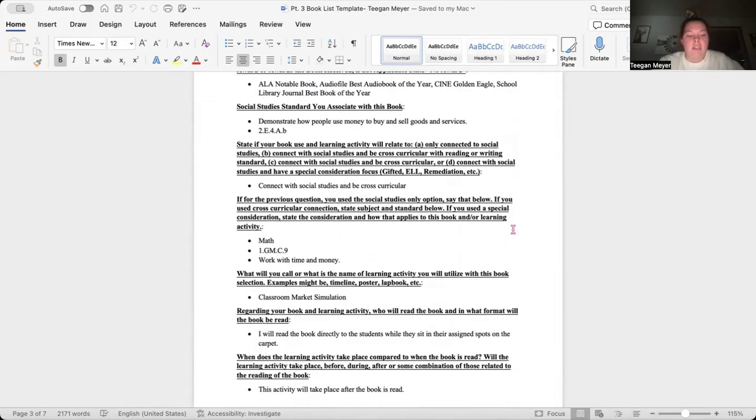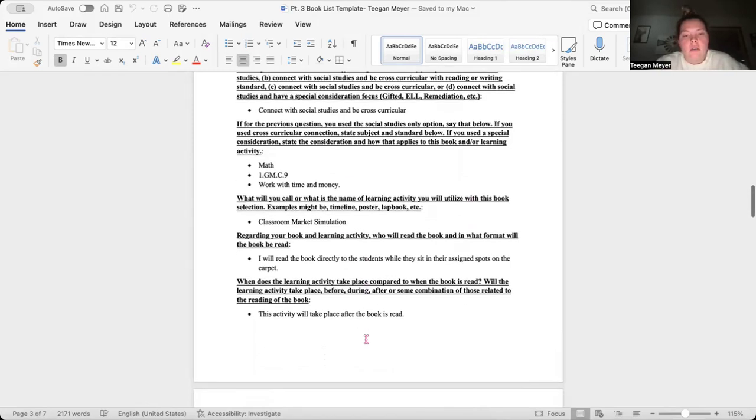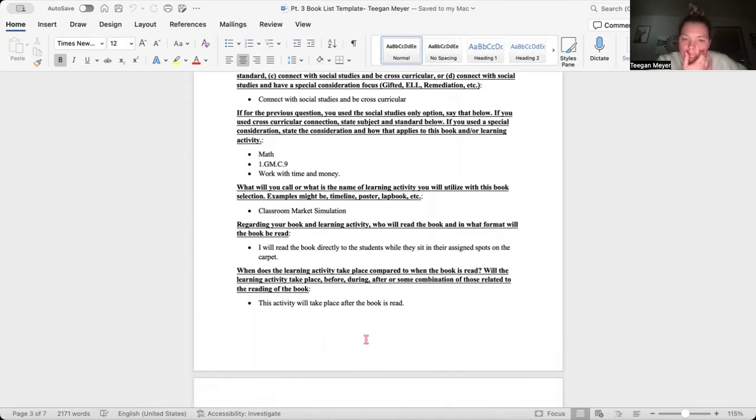He compares a million kids standing on each other's shoulders to the height of buildings and mountains. Mostly, this book just gives a good idea of money and time and how over time money can become more. So my activity I chose for this would be like a classroom markets simulation.